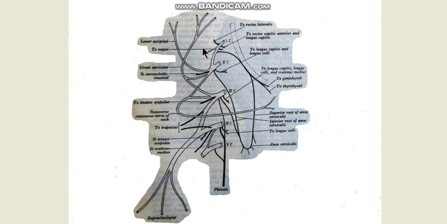In fact, this communicating branch to vagus goes up and supplies a part of the dura mater as well. So the meningeal branch of the vagus that goes up into the skull is also derived from C1.